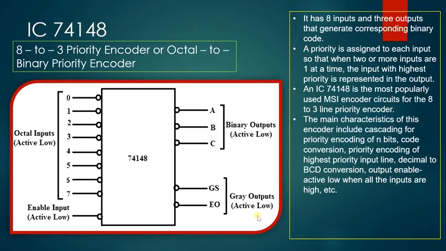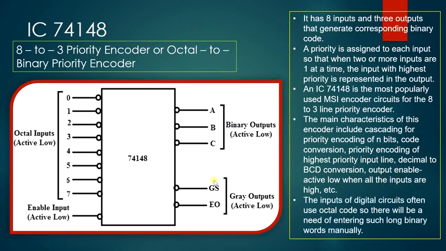And one of the main characteristics of this particular IC is that you are able to cascade this particular IC of n bits, and it is possible to use this particular IC for code conversion, for priority encoding of highest priority input line, decimal to BCD conversion, output enable active low of when all the inputs are high. So with this particular IC, let us solve one particular design scheme and see how we obtain. Okay. So you have various characteristics which are mentioned here.